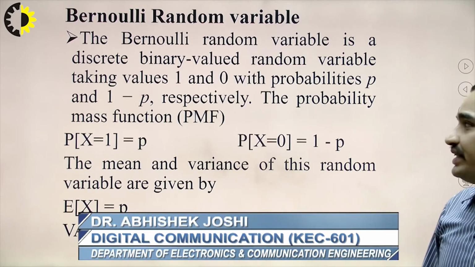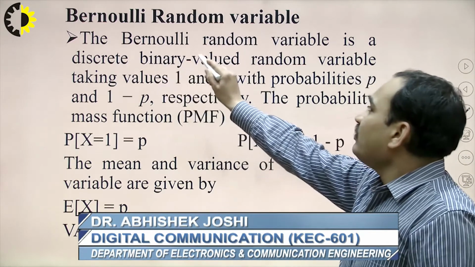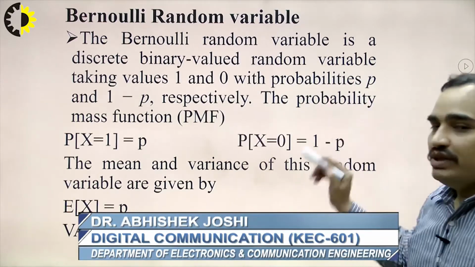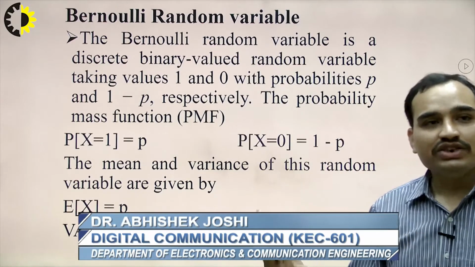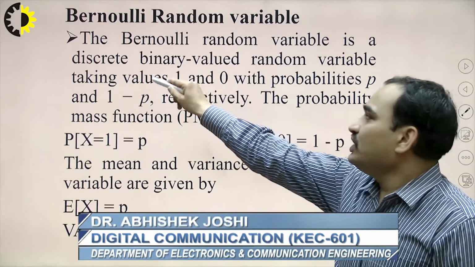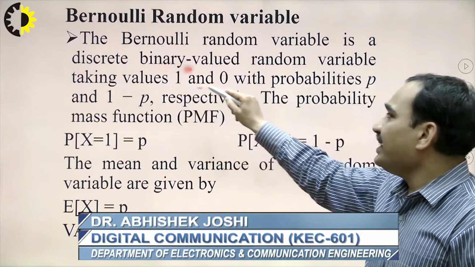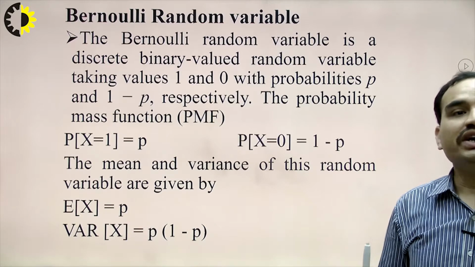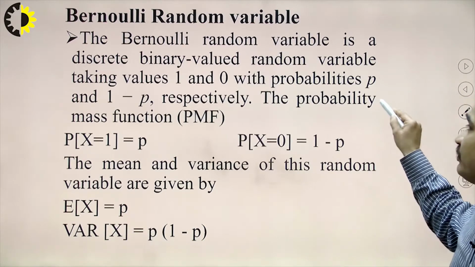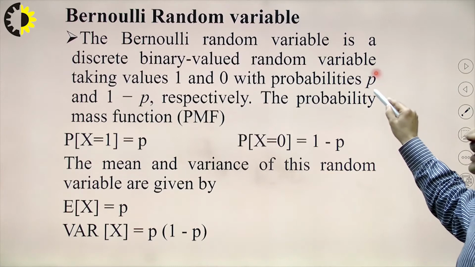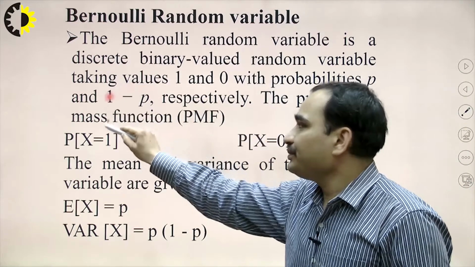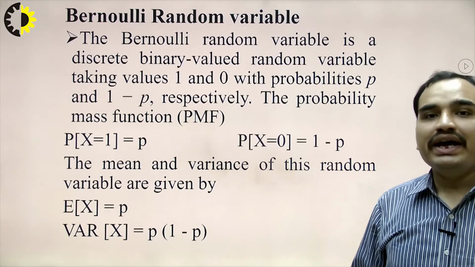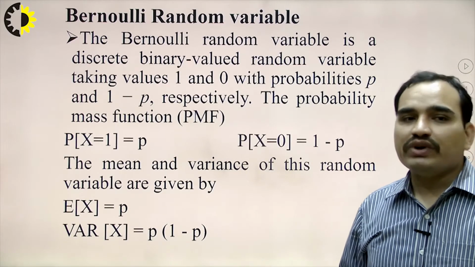The Bernoulli random variable is a discrete binary valued random variable. Binary means 2, so it has only two values. It is a binary valued random variable taking values 1 and 0 with probabilities p and 1 minus p respectively. So the probability of 1 is p and the probability for 0 is 1 minus p.